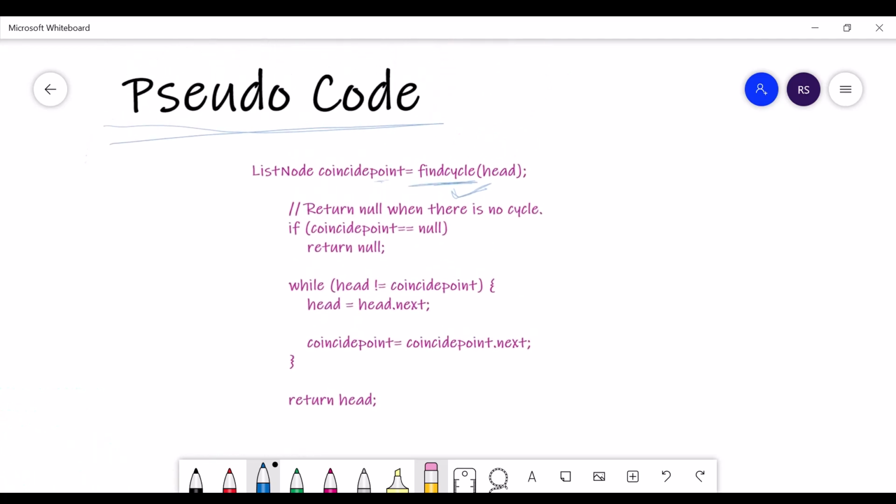Now let's move on. Till this point, we know whether a cycle does exist or does not exist. If there is no cycle, meaning the coincide point is equal to null, we can simply return null and that is the end. If the cycle does exist, what do we need to do? We have two pointers now: head, which is at the start of the list, and the coincide point where the slow and fast pointers met. So we'll advance one step at a time for both till they coincide again. So head will become head dot next, coincide point will become coincide point dot next, and then you can return head or coincide point, it doesn't matter because they eventually become equal.